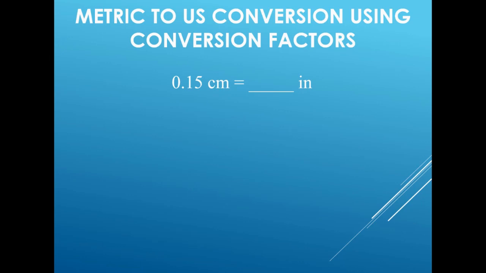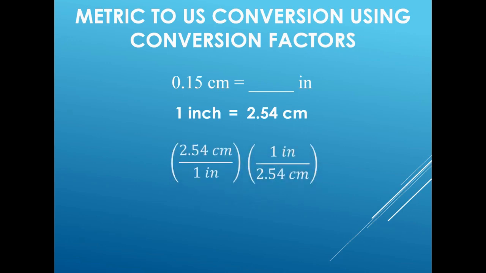So let's look at this in terms of going from metric to US or vice versa. Let's take our 0.15 centimeters, and we want to know how many inches that is. Well, we just found out that 1 inch is equal to 2.54 centimeters. So we can write our conversion factor either as 2.54 centimeters over 1 inch or 1 inch over 2.54 centimeters. So which one are we going to use?